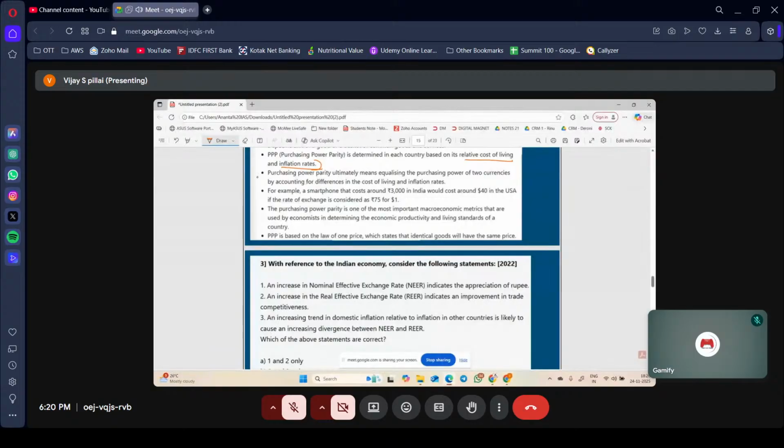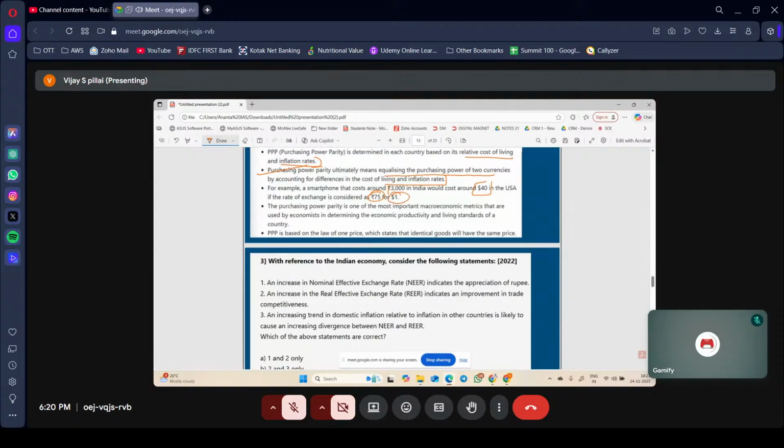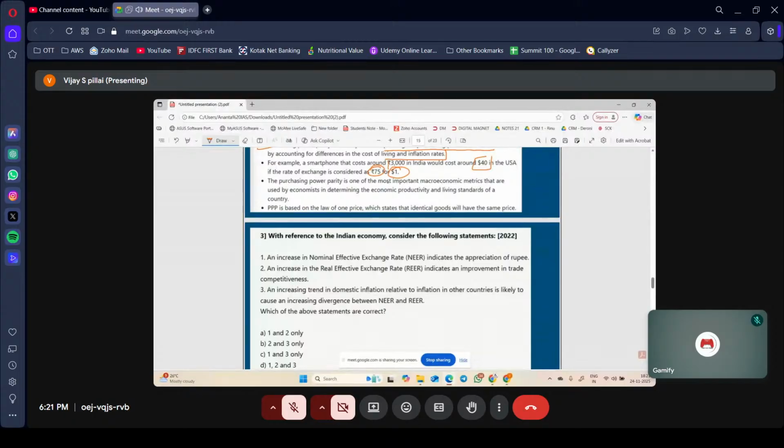Okay, purchasing power parity ultimately means equalizing the purchasing power of two currencies by accounting for differences in the cost of living and inflation rates. For example, a smartphone that costs around 3,000 in India would cost around $14 in the USA if the exchange rate is considered as $1 equal to 75. Purchasing power parity is one of the most important macroeconomic metrics used by economists in determining the economic productivity and living standard of a country.